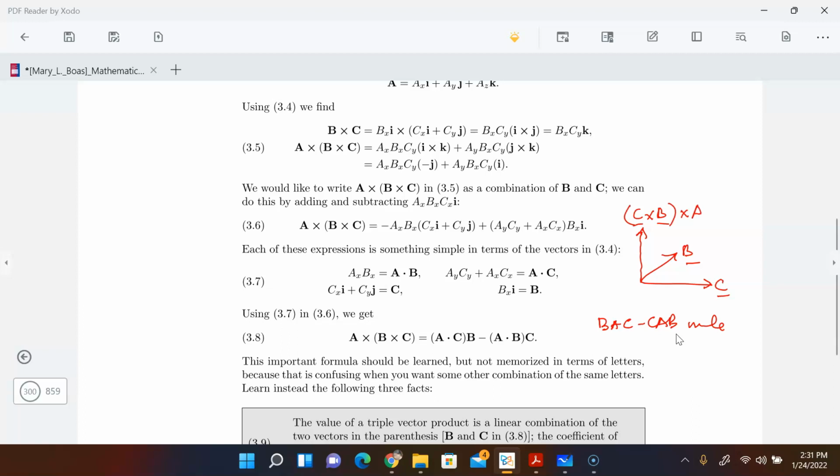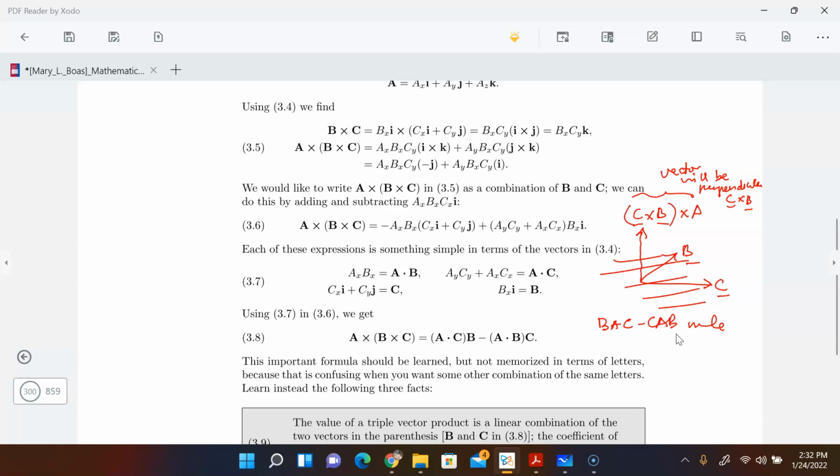Then this vector will be perpendicular to C cross B. Since we are doing this in three dimensions, the only way that this can be placed is that this vector has to be in this plane of B and C.